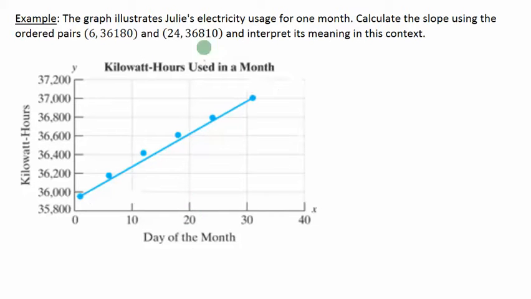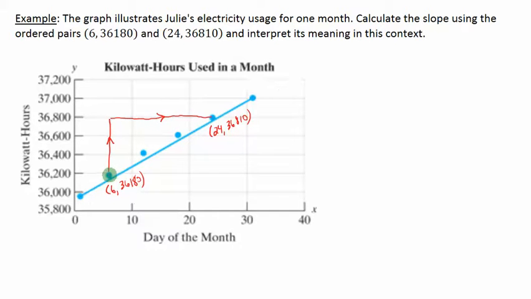Okay, so we need to locate the 2 points and calculate the slope. So (6, 36,180). Well, that's got to be this point right here. So let me label that. And then the other one is (24, 36,810). That's got to be this point right here. So now we need to calculate the slope using those 2 points. So I need to know my rise and I need to know my run.